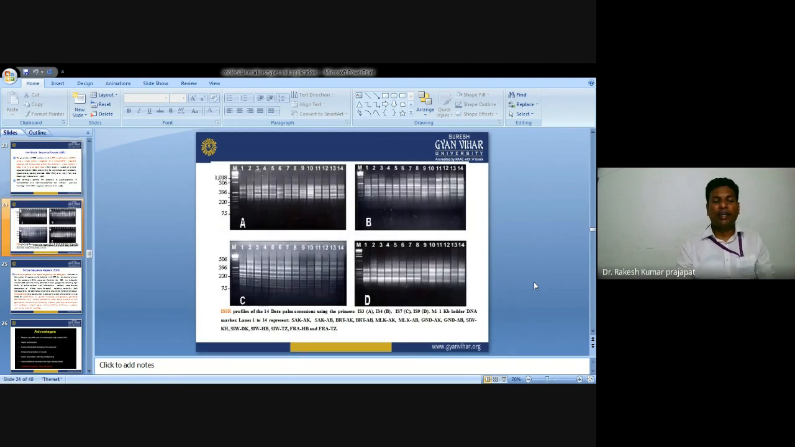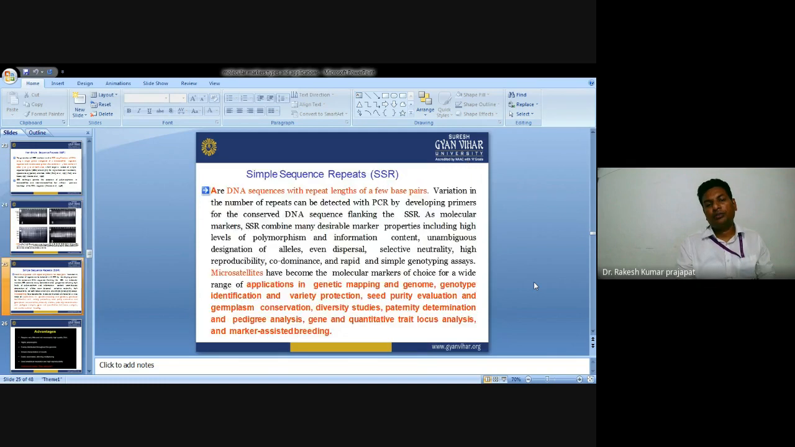This is the diagrammatic representation. Now simple sequence repeat. Our DNA sequence will have repeats a few base pairs long. Variation in the number of repeats can be detected by PCR by developing primers for the conserved DNA sequences flanking the SSR.